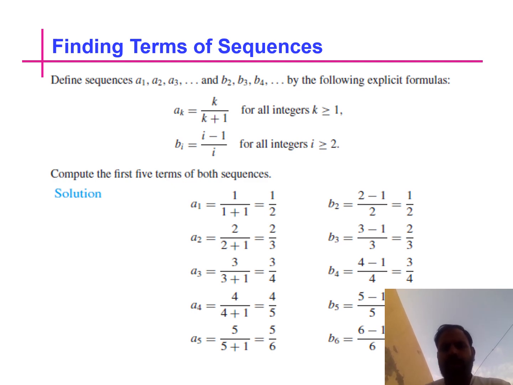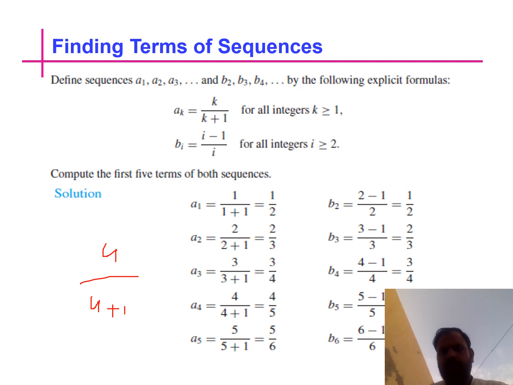So this is the second term, and if we discuss the third term, we put k is equal to 3. So this is 3 over 3 plus 1, which is 3 by 4. And in the fourth term, we put k is equal to 4, that is 4 over 4 plus 1. So this is 4 by 5, and similarly we can find the fifth term, which is 5 by 6.